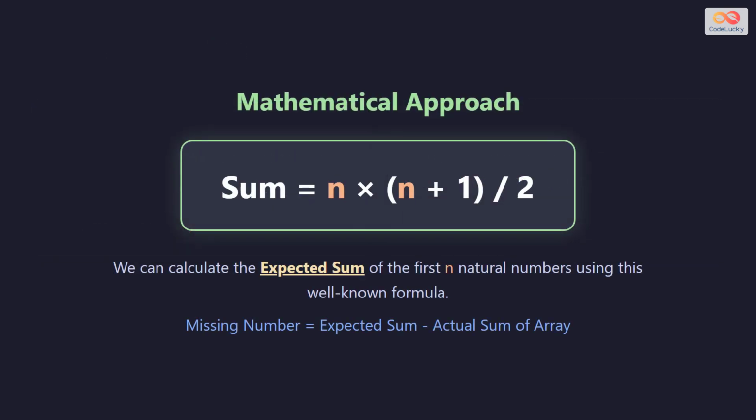The first efficient method uses mathematics. We know the sum of the first n natural numbers can be calculated using the formula n times (n plus 1) divided by 2. This gives us the expected total sum if no numbers were missing.